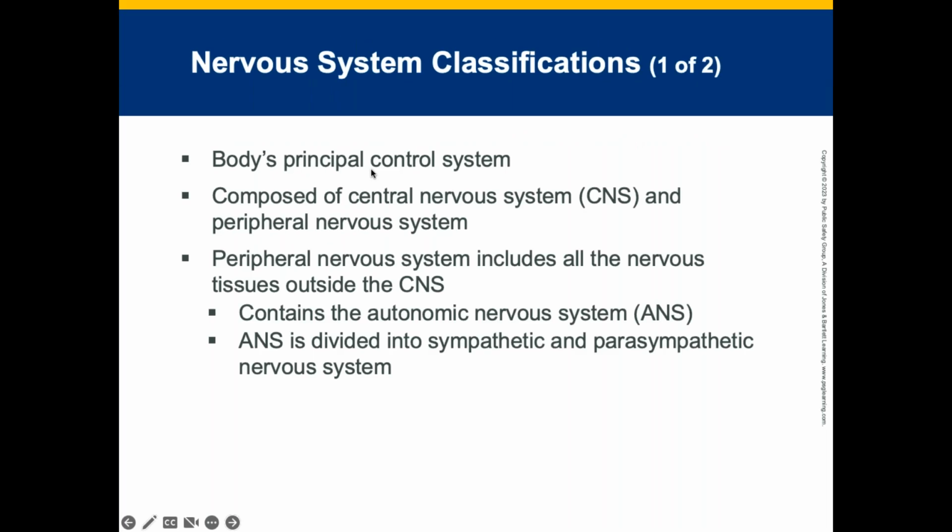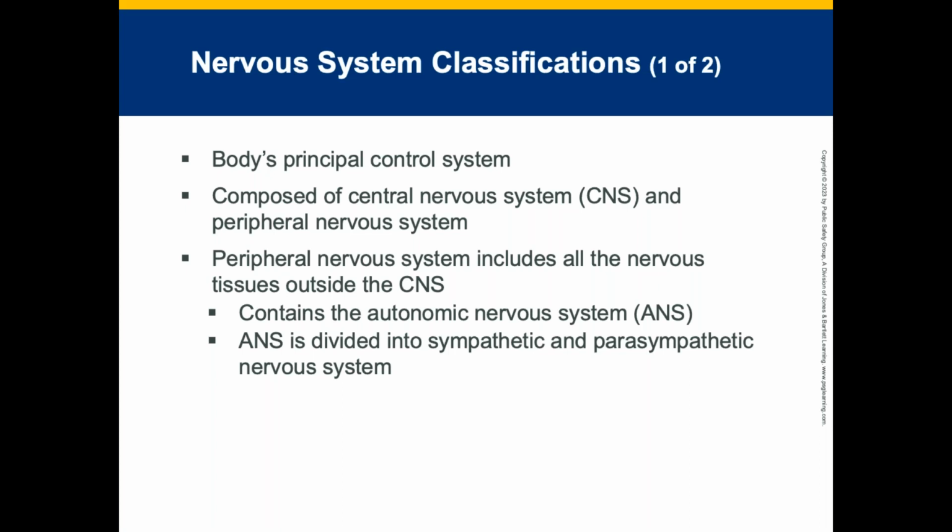So, the nervous system classifications. The body's principal control system is composed of the central nervous system and the peripheral nervous system. The central nervous system is the brain and spinal cord, and the peripheral nervous system is all nervous tissue outside the CNS, outside your main canal, your spinal cord and the brain.